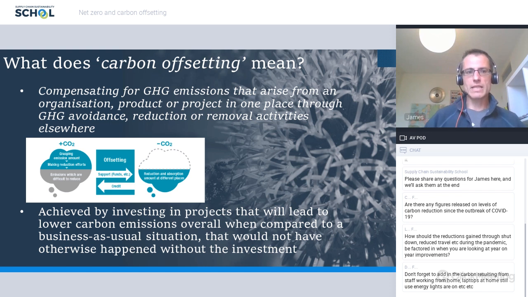So what does carbon offsetting mean? It's linked to the net zero piece I gave earlier, and it's about compensating for those greenhouse gas emissions that arise from an organisation, or could be a product or a project in one place, through greenhouse gas avoidance, reduction or removal in another place. You do that by investing in projects that will lead to lower carbon emissions overall when compared to a business as usual situation. And that's one of the key tenets of carbon offsetting, that it's comparing it to a business as usual situation. It's investing in things that wouldn't have happened otherwise without that financial investment.